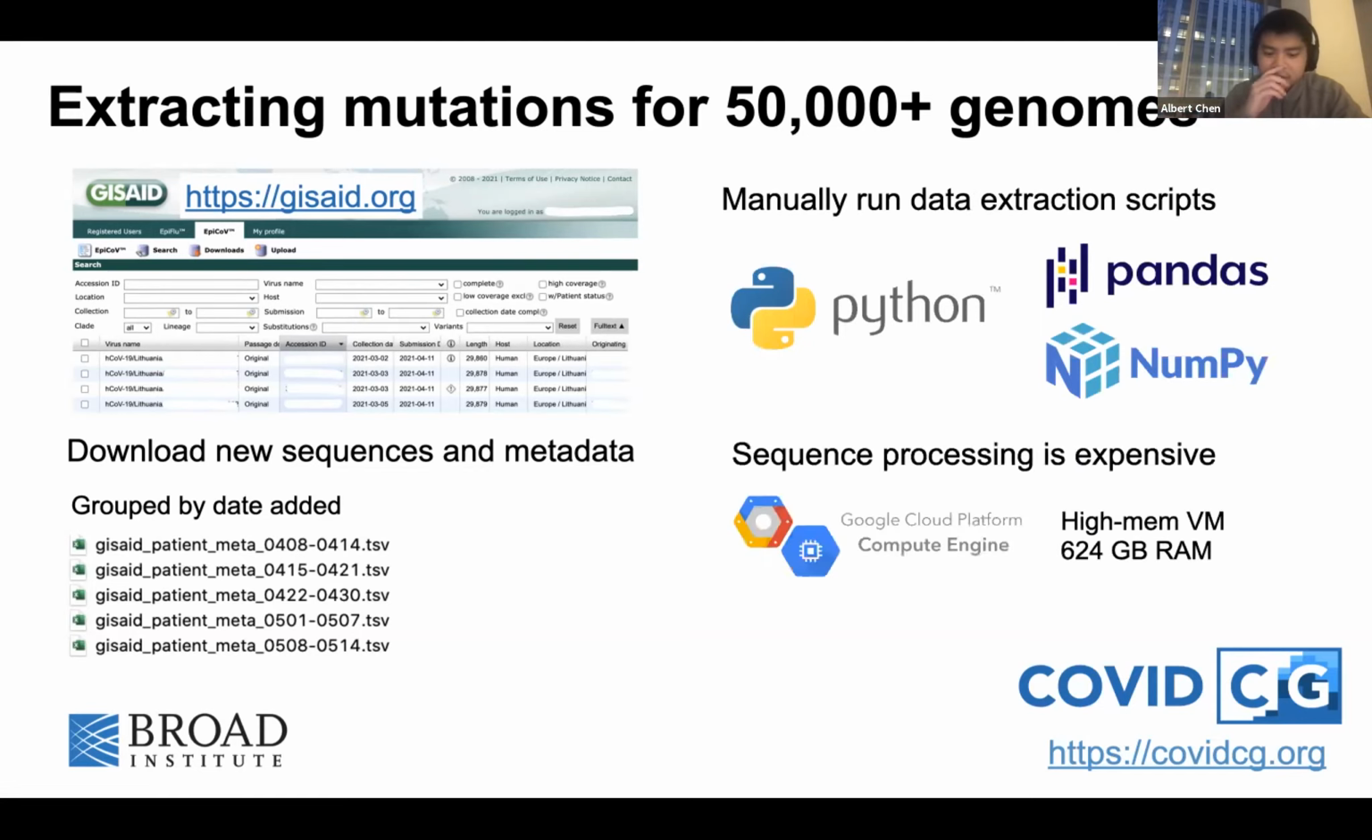And extracting mutations from genomes is actually very, very computationally intensive, at least the way we were doing it. So long story short, it requires mountains and mountains of RAM. And to do this, we actually had to use these high memory VMs from Google Cloud that had like 600 gigs of RAM available. And even then, some of the data processing would take hours.